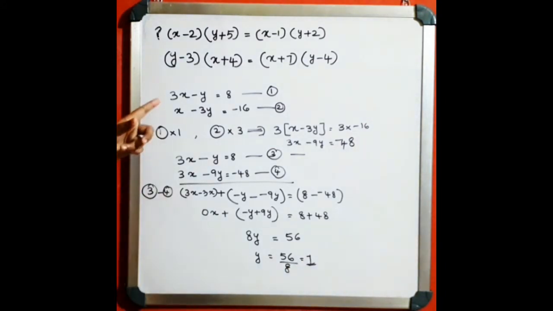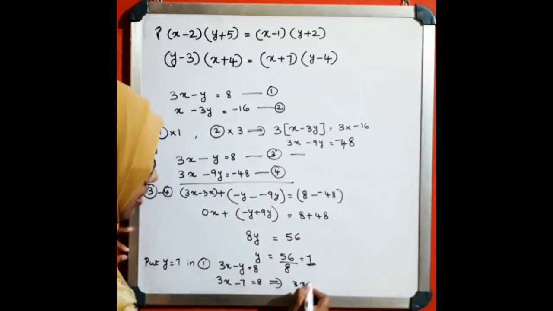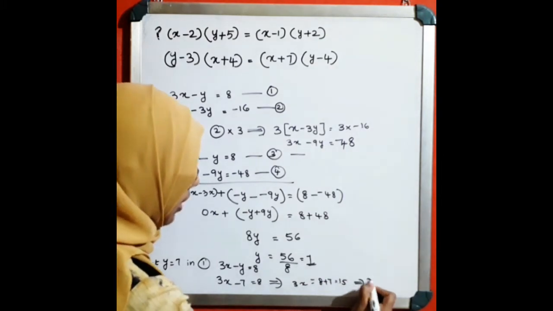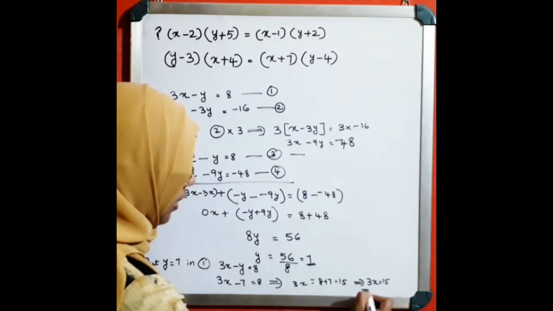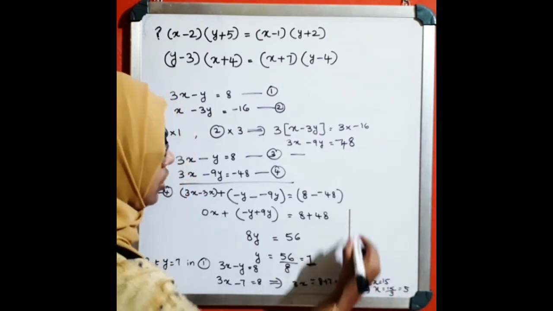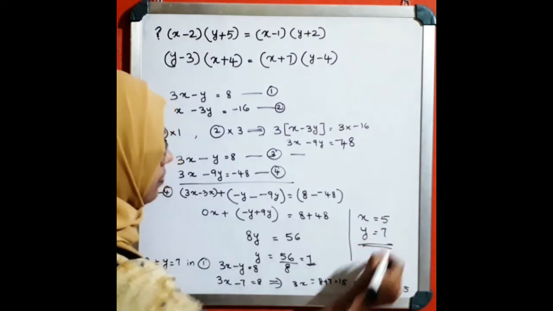Substitute the value in equation number 1. Put y is equal to 7 in equation 1. We get 3x minus y is equal to 8. That is 3x minus 7 is equal to 8, which implies 3x is equal to 8 plus 7. 8 plus 7 is 15. So 3x is equal to 15 implies x is equal to 15 by 3, that is 5. So the solution is x is equal to 5 and y is equal to 7. This is the solution.